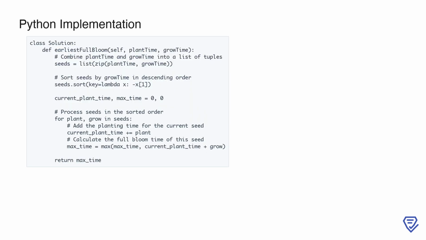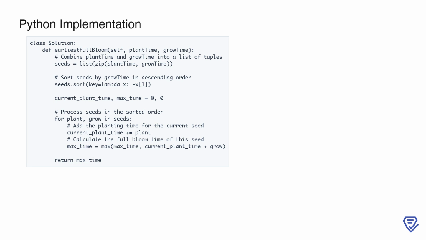This implementation solves the problem by prioritizing seeds with longer growth times to minimize the time when the last seed blooms. First, we combine the planting and growth times into a list of tuples for easier manipulation. Then, we sort these tuples based on growth times in descending order. The rationale behind this sorting is that seeds with longer growth times should be planted earlier to avoid delaying their full bloom. Next, we initialize two variables, current_plant_time to track the cumulative planting time as we process each seed, and max_time to record the latest point when all seeds are in full bloom.